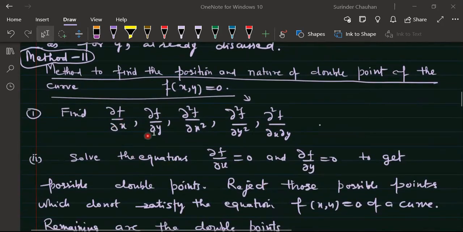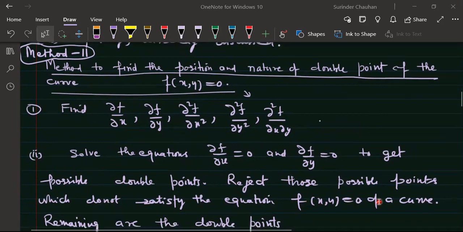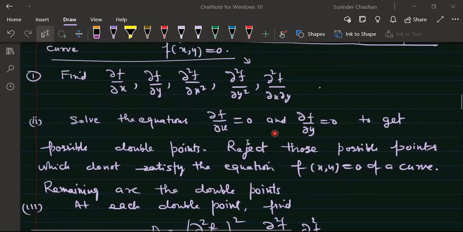Now from these we create the first two equations: partial f by partial x equals 0 and partial f by partial y equals 0. We'll solve these equations for x and y to get the possible double points. Out of these possible double points, we will reject those which do not satisfy the equation, that is, f equal to 0. And the remaining points are the double points.